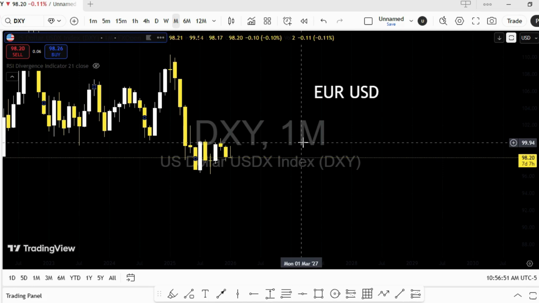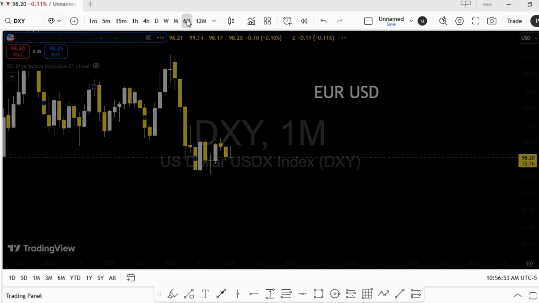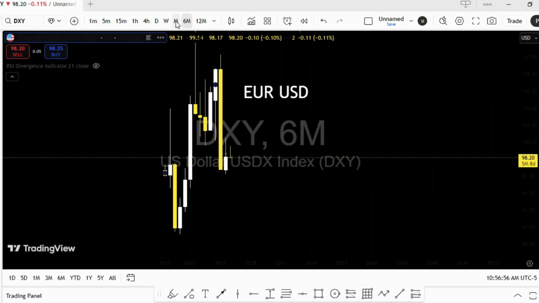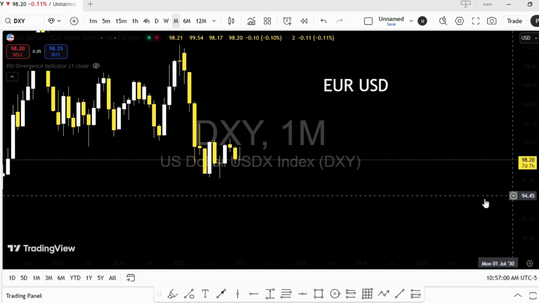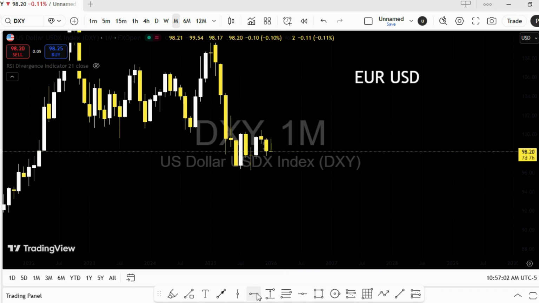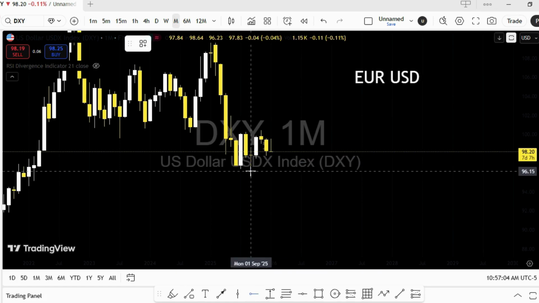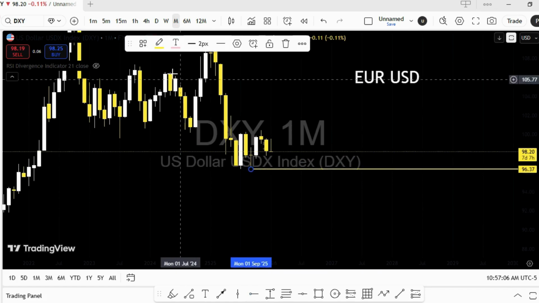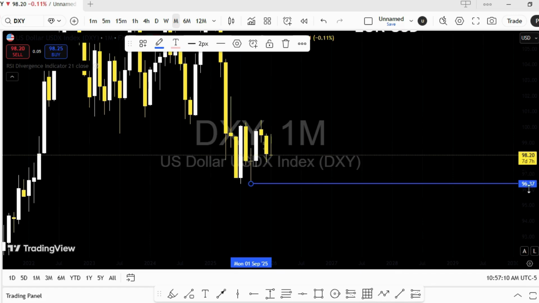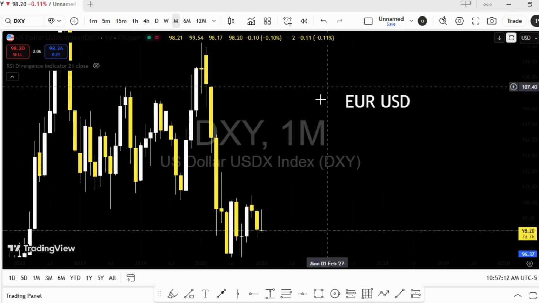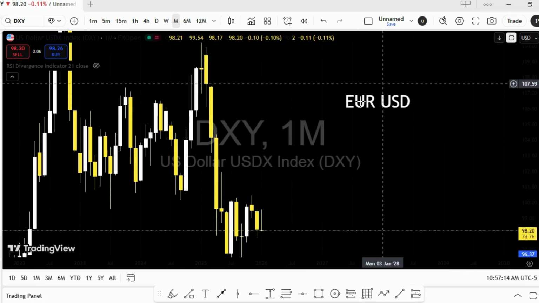So first of all, I normally start from the monthly time frame to take my analysis. The first thing to do is to find the monthly dealing range. This is our monthly dealing range. I normally label it with a blue line. So today we are going to our breaker.